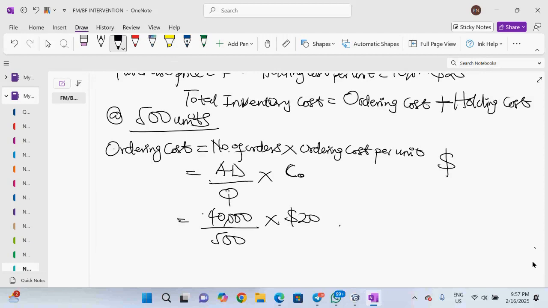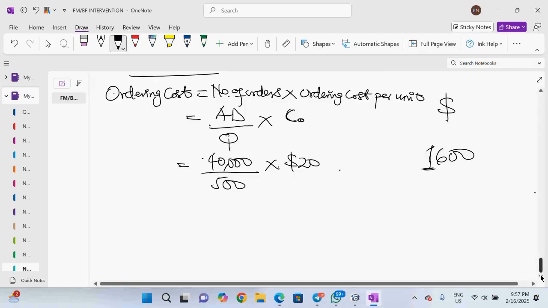So 40,000 over 500 times 20, what are we getting? $1,600. So that is the ordering cost.